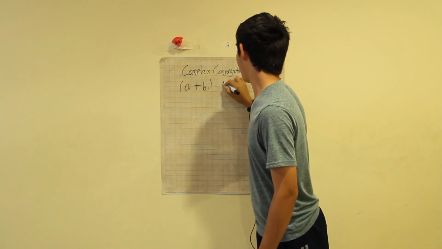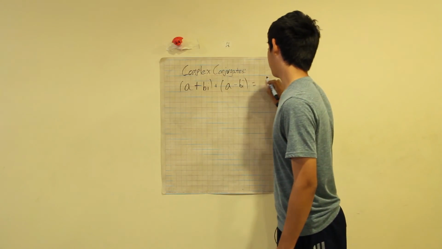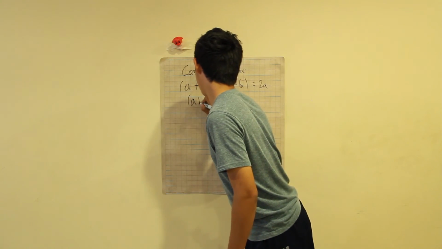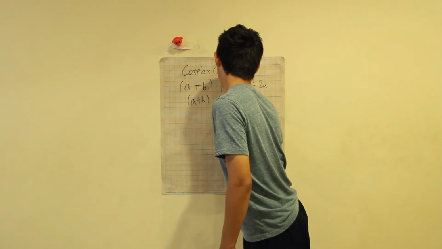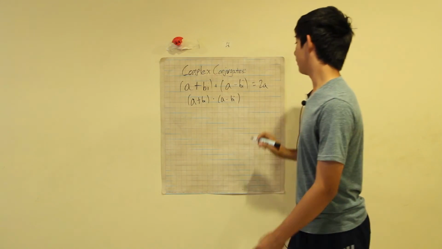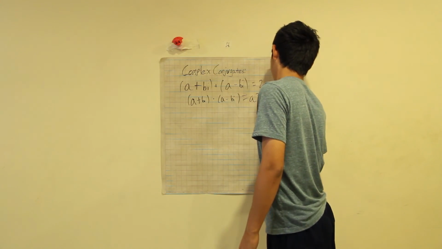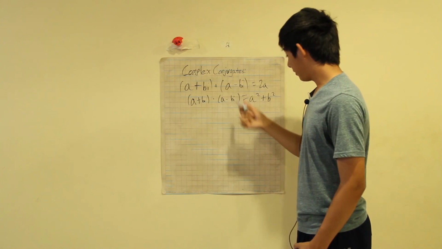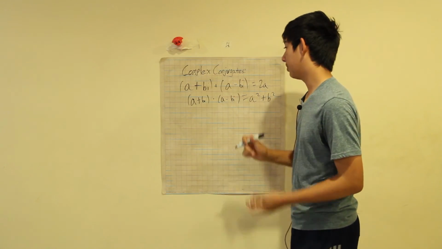So if you add the complex conjugate of a number with a complex number, the resulting expression is simply 2a. Let's say we were multiplying them, a plus bi times a minus bi. The resulting expression would be a squared plus b squared. And we'll go over why a little bit later. So we use this for these two reasons, but we also use it when we divide complex numbers.